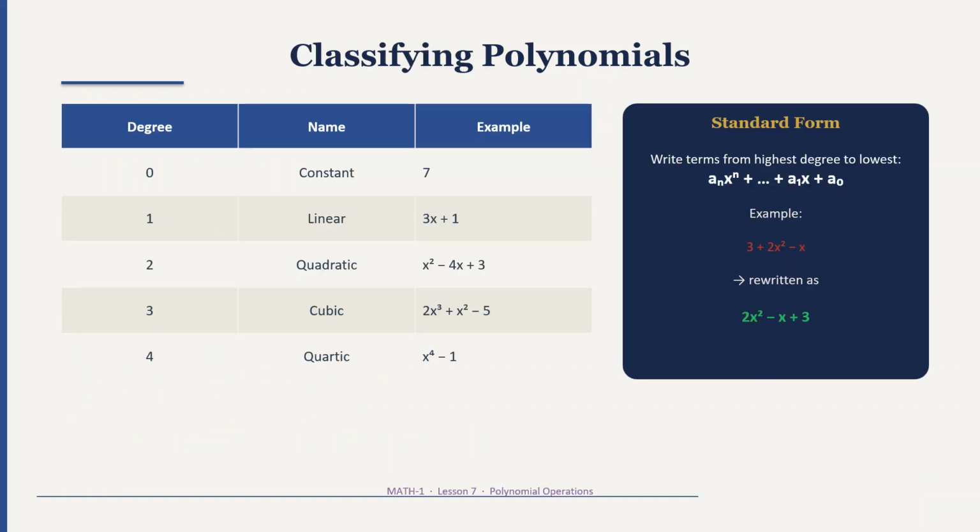Polynomials are also classified by their degree, which gives them a name. A degree 0 polynomial is a constant, like the number 7. Degree 1 is linear, like 3x plus 2. Degree 2 is quadratic, like x squared minus 4x plus 1. Degree 3 is cubic, and degree 4 is quartic.